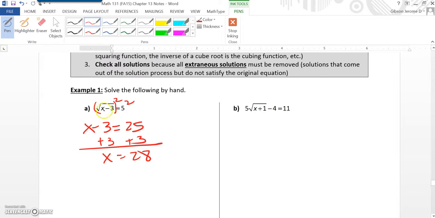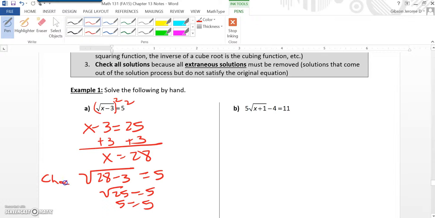Now we can go back and check this. We will put 28 in place of x. So we have 28 minus 3, and that should give us 5. So this will give us the square root of 25. And we know the square root of 25 is 5. So this is the answer. Remember, this was the check. This right here is the final solution, but this was just to check to be sure that you would use this answer.